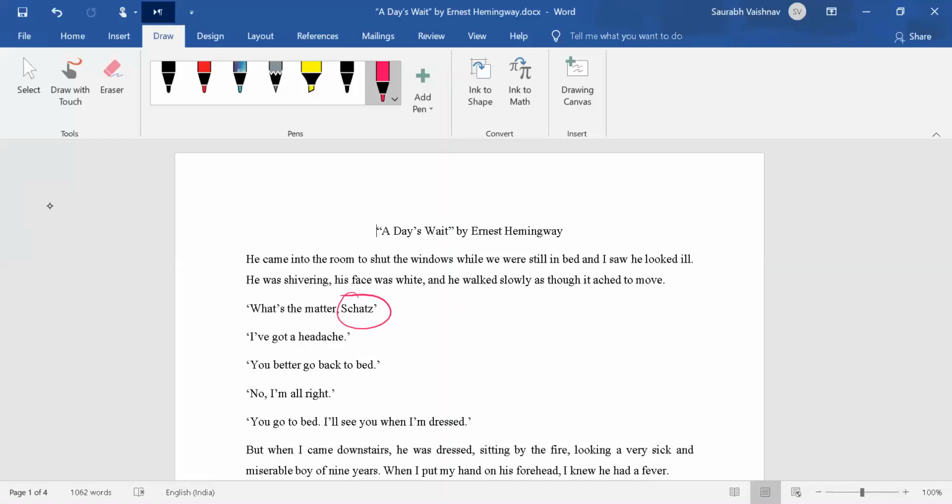So the father then requests the son that you go to bed, you take care, you sleep for some time, you rest.